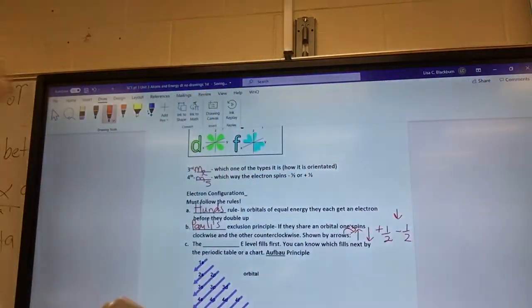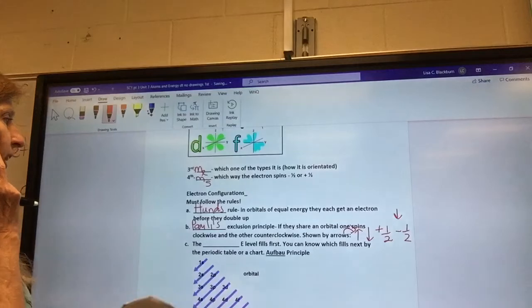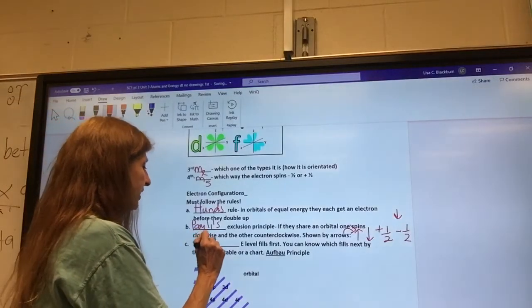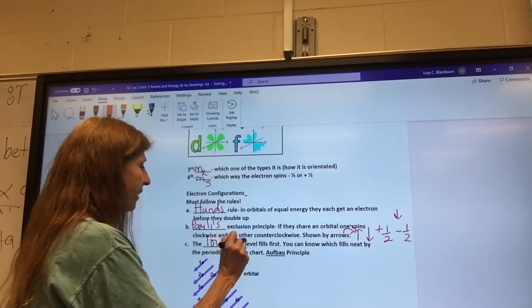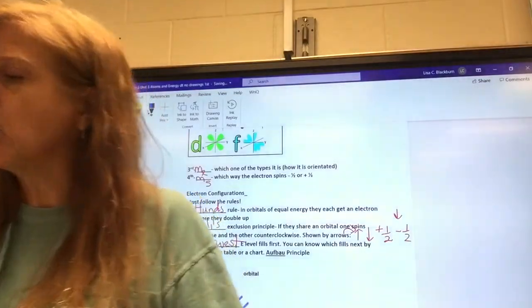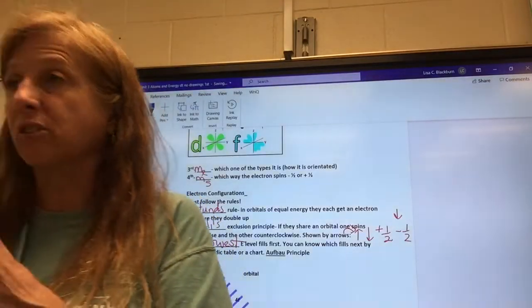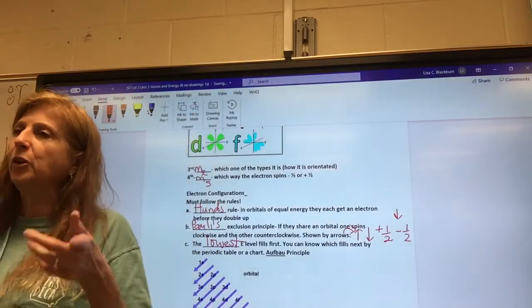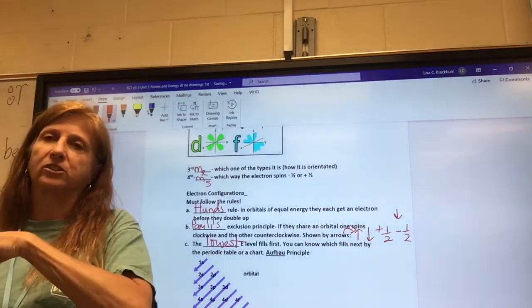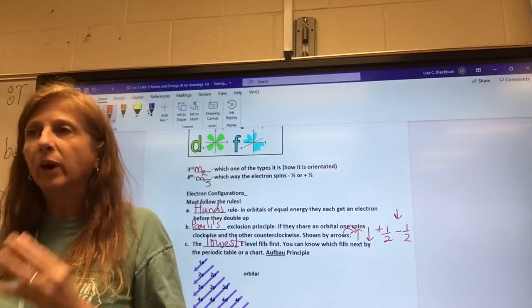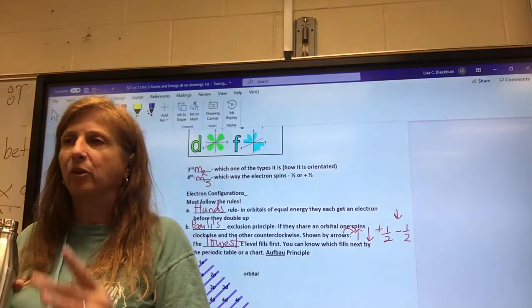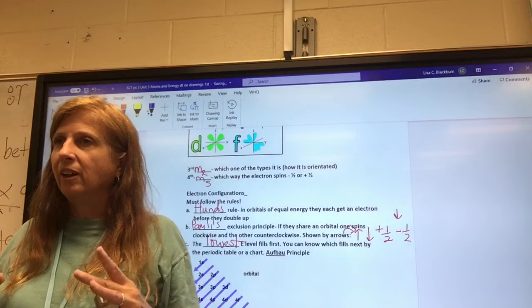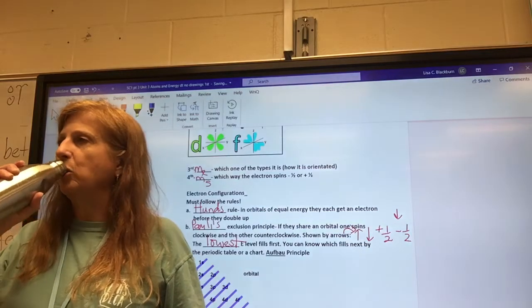Okay? The next rule is the lowest energy levels fill up first. And that makes sense. This is like an apartment building with no stairs. Remember, they have to quantum leap between the levels? So if you had an apartment building with no stairs and you had to leap between levels, wouldn't it make sense that the lower levels would fill up first? No leaping required, right?